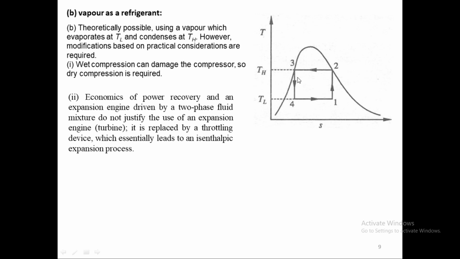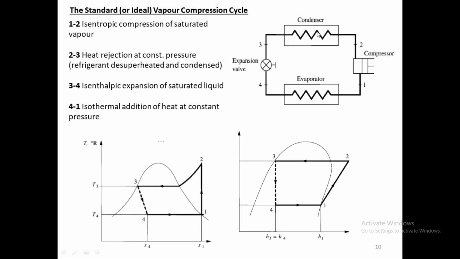Now, between process 3 to 4, because of the economics of the power device, this essentially leads to an isenthalpic expansion process. Again, the stress is on isenthalpic. It is not an isentropic process, it is an isenthalpic process. So this is an actual refrigerator consisting of the 4 familiar components of any vapor compression refrigerating system, that is a compressor, a condenser, an expansion valve, and an evaporator. So process 1 to 2 is the standard addition of heat at constant pressure. So you can see the TS diagram and the pH diagram here. We have put the diagrams here.